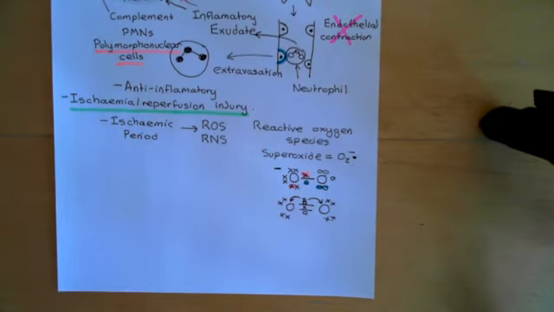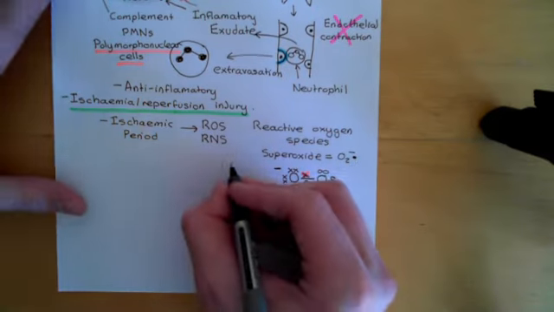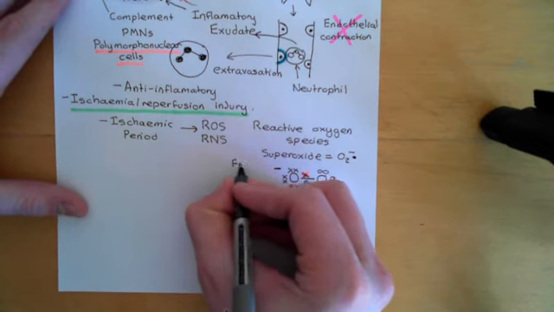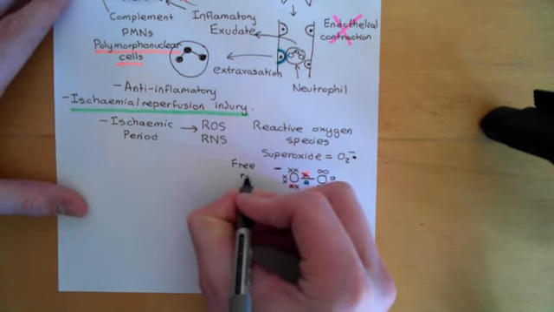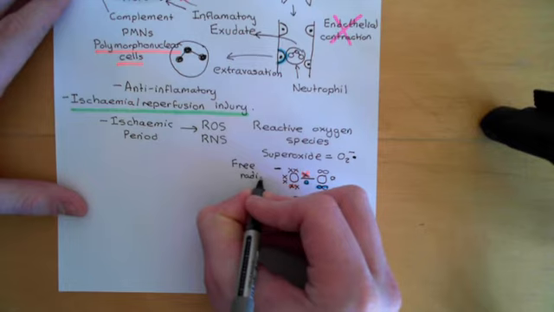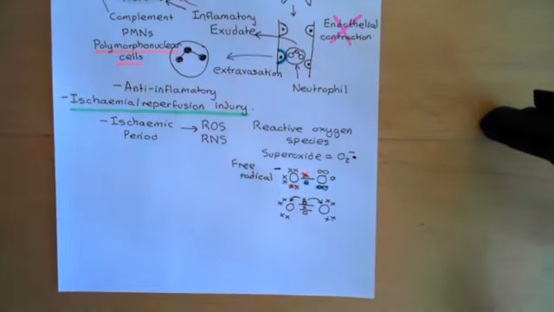Now free radicals are extremely dangerous chemical species because they are extremely reactive. So that's why this is called a reactive oxygen species, because it is extremely reactive.